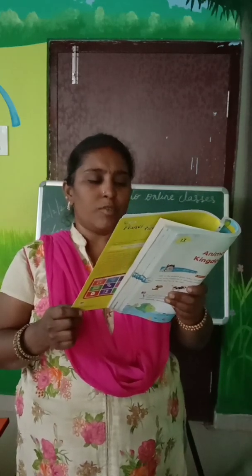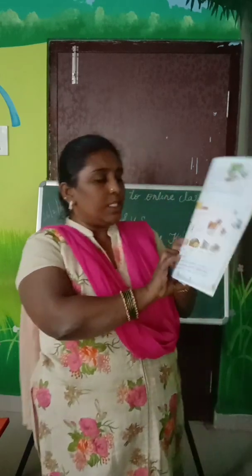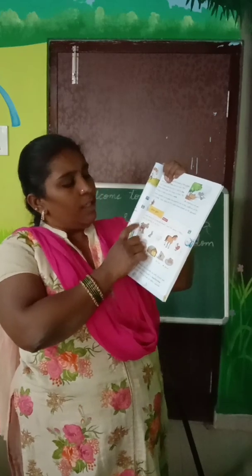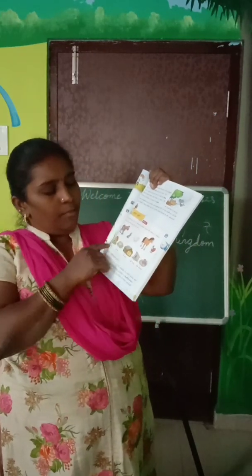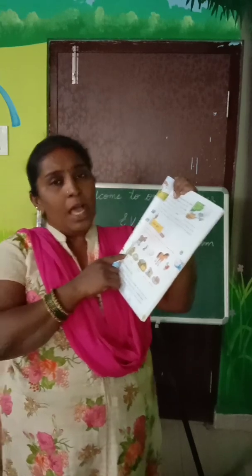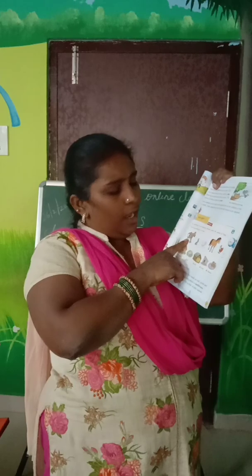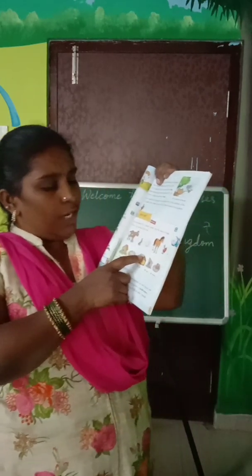Learn the names of these animals by matching the two rows. See, here in the first one some animals are given. In the second one some homes of the animals are given. So you need to match it. See, a cow lives in a shed. Cow lives in a shed.